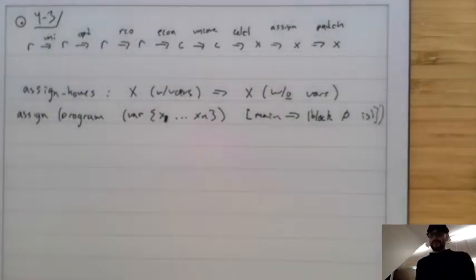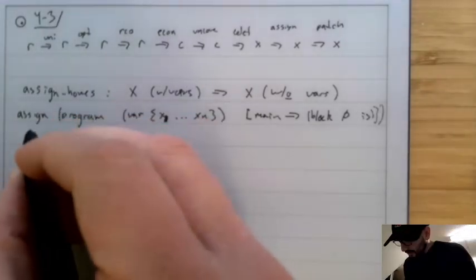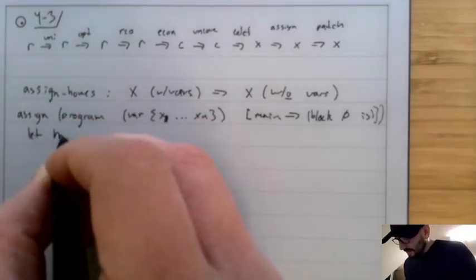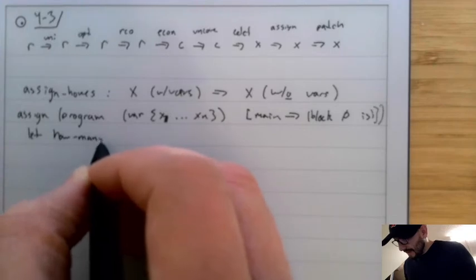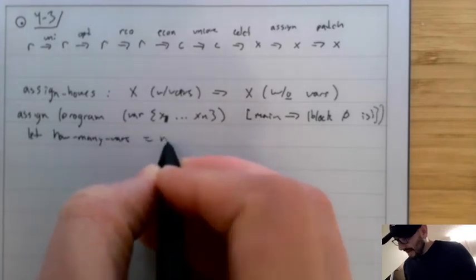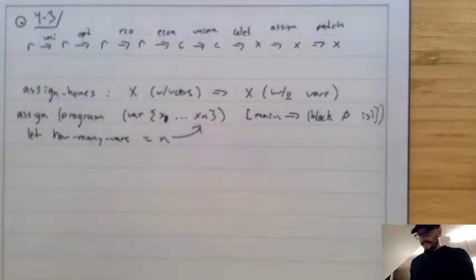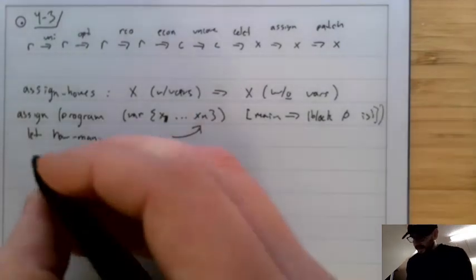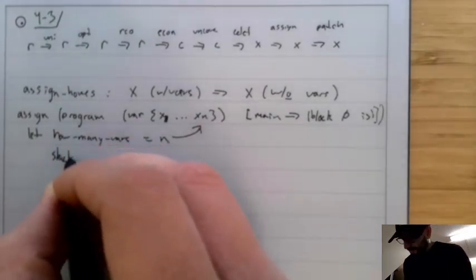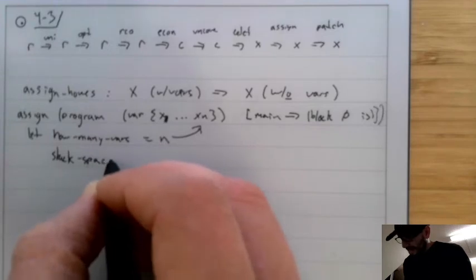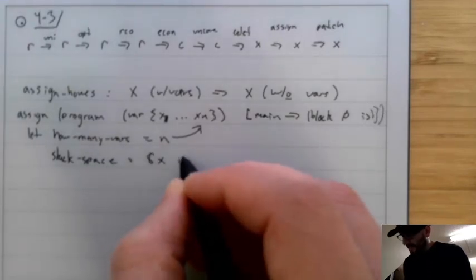And what we're going to do is produce a new X program. In this new X program, it needs to know how many variables there are and how much space we need. So the number of variables, that's n. This n right here is how many there are. And then we also need to know the stack space, and the stack space is easy. It's just 8 times the number of variables.